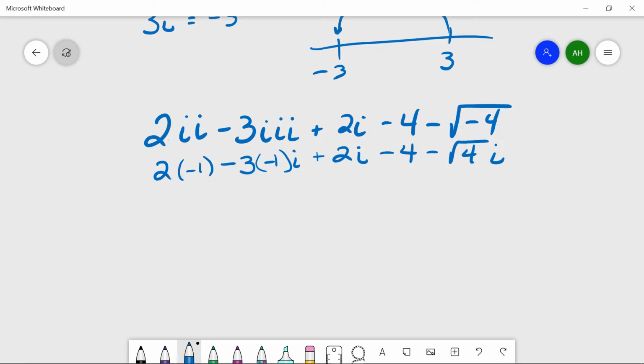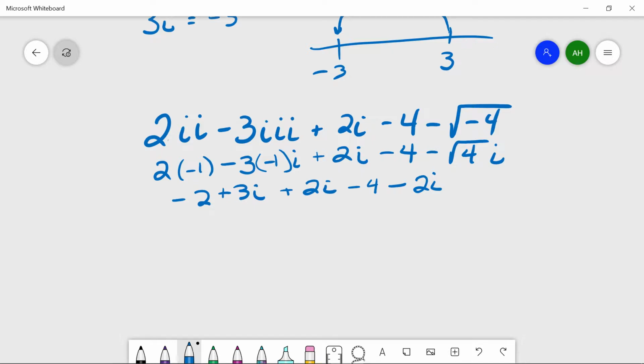All right, this 2 times the negative 1 makes that a negative 2. The negative 3 and the negative 1 makes that a positive 3, and I've got the i. I have the positive 2i, right? I've got the negative 4. Now then here I have the opposite of the square root of 4, which is going to be 2, and then I have that i right there, right?